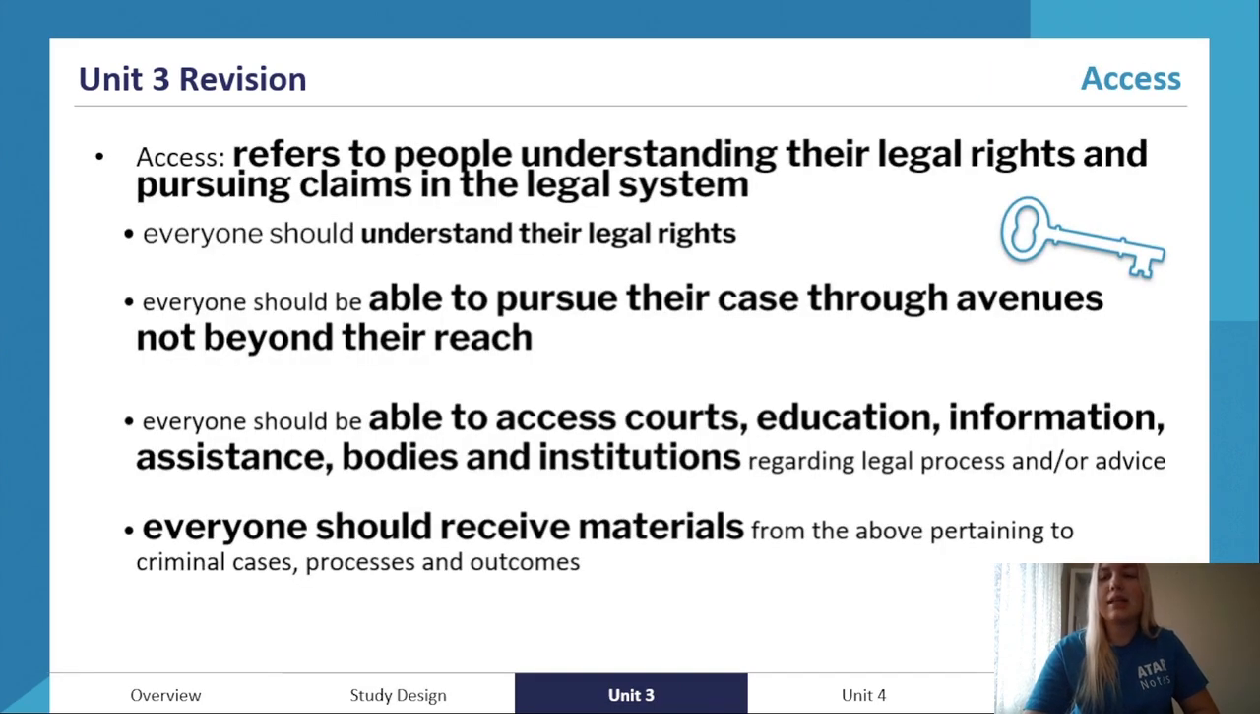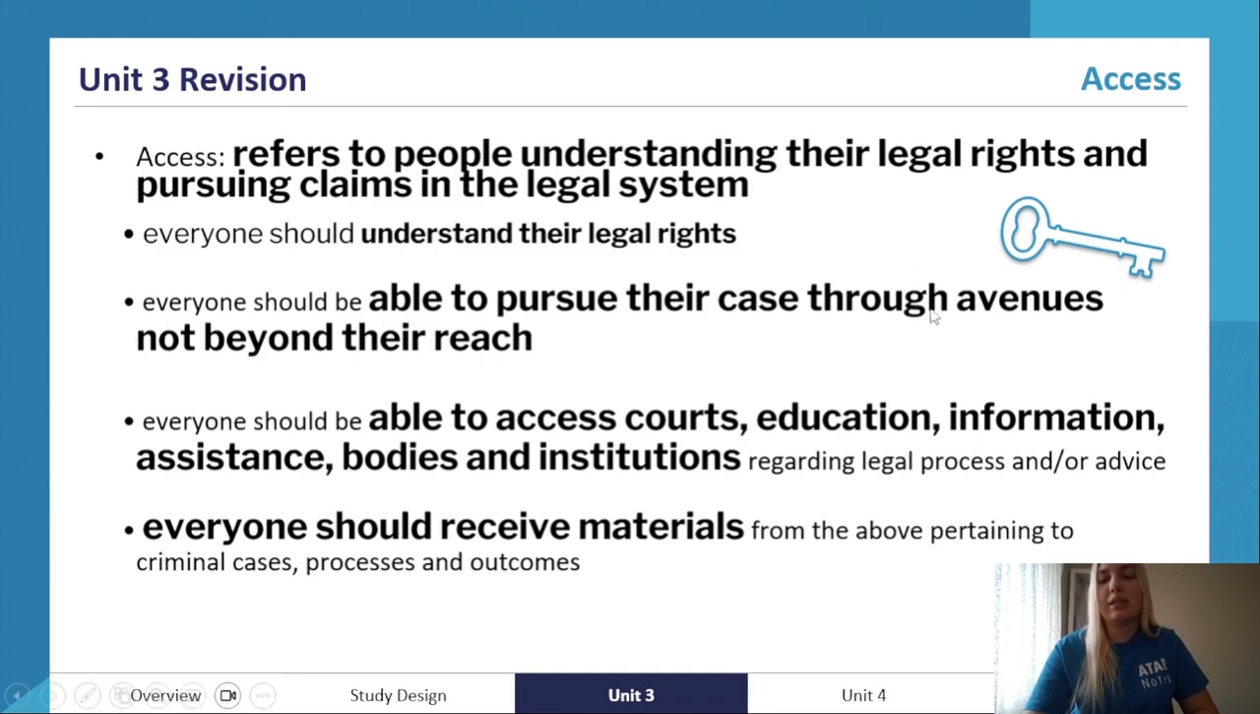Okay. Now, lastly, access. This is the one that students get usually quite easily. It's all about understanding, being able to seek out information, being able to pursue claims within the legal system. So everyone should be able to understand their legal rights, and that includes things like when is something considered a civil wrong? When can I try to seek compensation for that? And how and where? And how much money would that cost and which court it's going to go to? So being able to find that information.